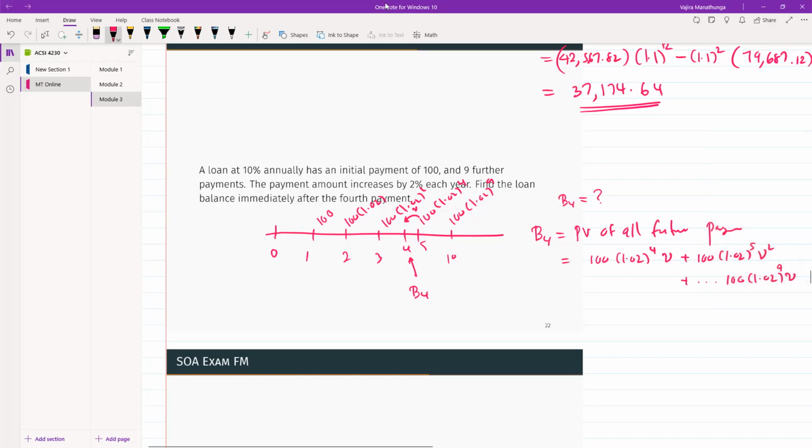If you take the difference between these two, 10 and 4, it would be 6. Okay, so let me write it here. So B4 is going to be, I can see 100 times 1.02 to the 4 times v is a common factor, so I can take it out.